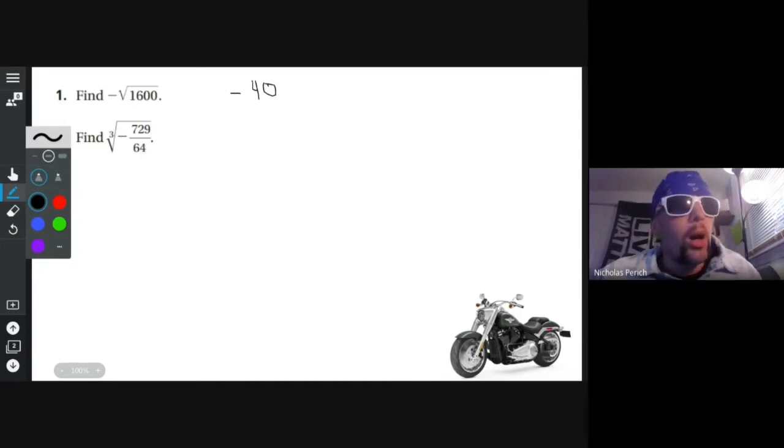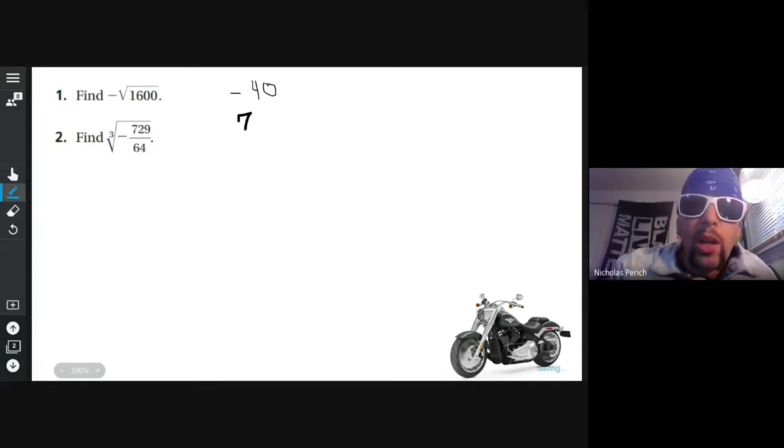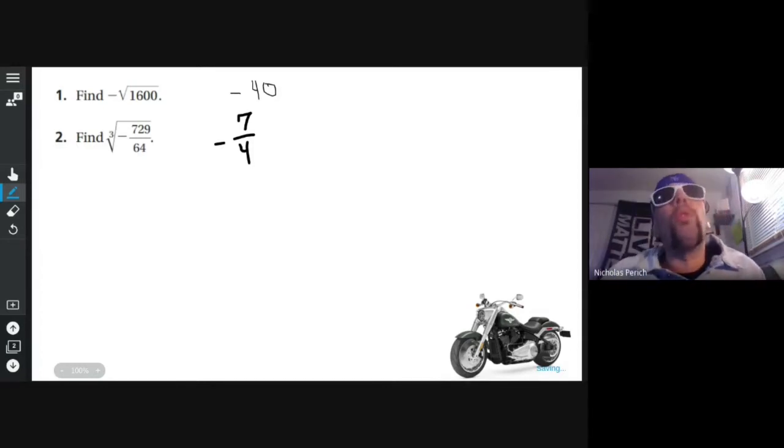Cube root of 729. I believe that's 7. The cube root of 64 is 4. And there's a negative. The cube root of a negative number is a negative. If you have a hard time remembering square roots and stuff, you just type it into your Google, you type it into your phone, you type it into your calculator, and it's going to do it for you, okay? Don't be worried about that.